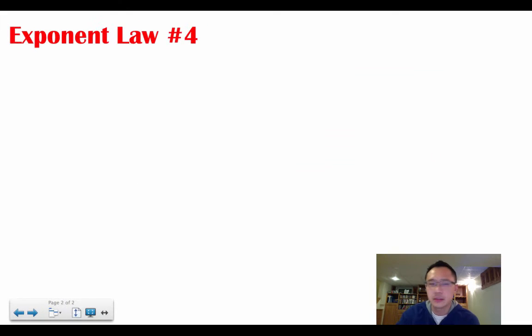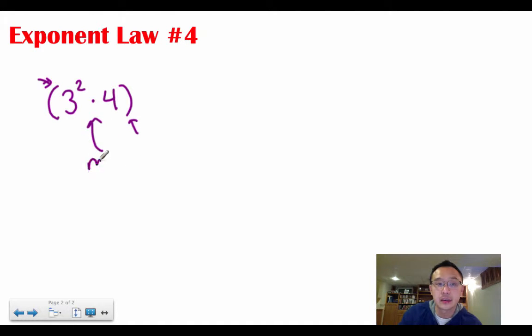The last law we'll talk about is the fourth one. I don't even think there is a name for this. I think this is just recognizing a pattern. This law talks about when you have a base multiplied by another number with a different base, and all of these are surrounded by parentheses or a bracket. You can see there's a bracket here and a bracket there. The key thing here is that they're being multiplied to each other. So this is multiplied, and then you have an exponent on the outside.